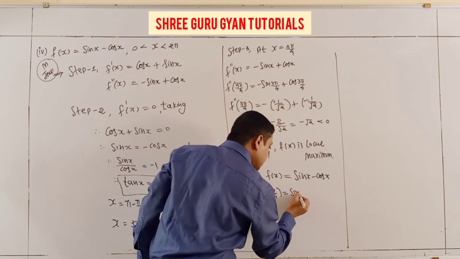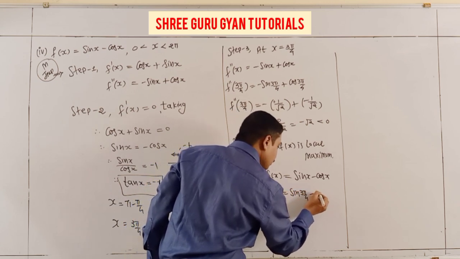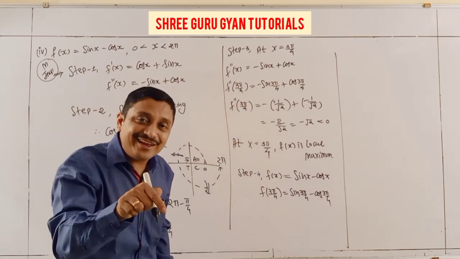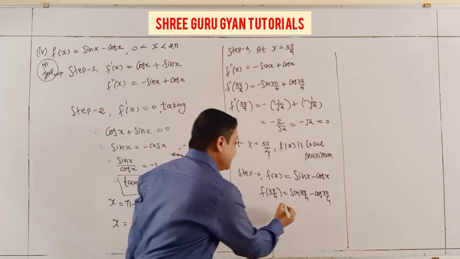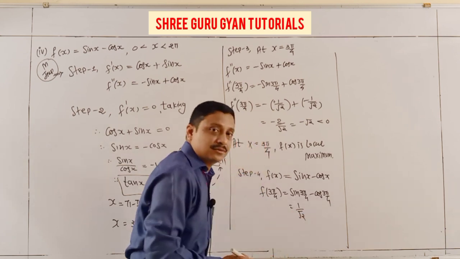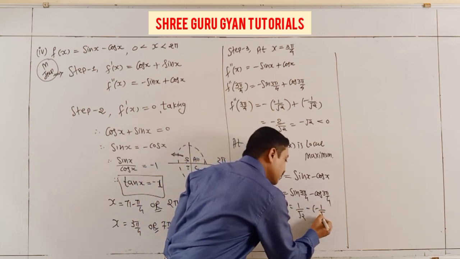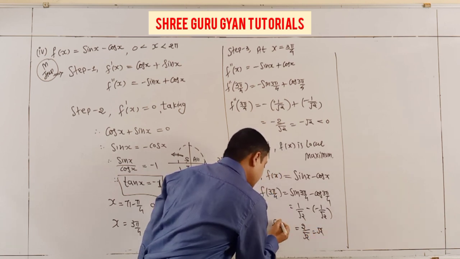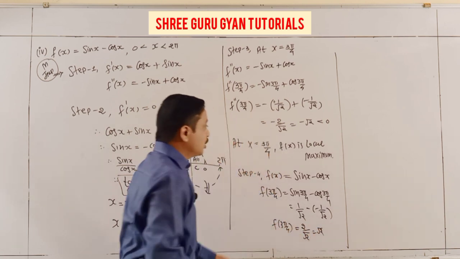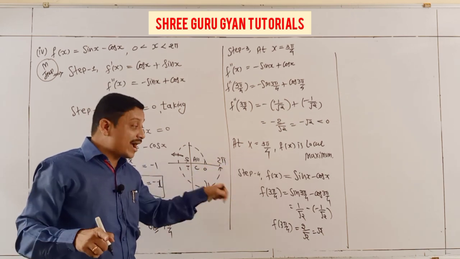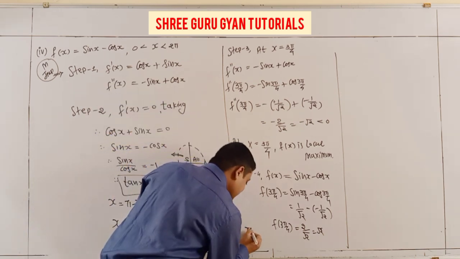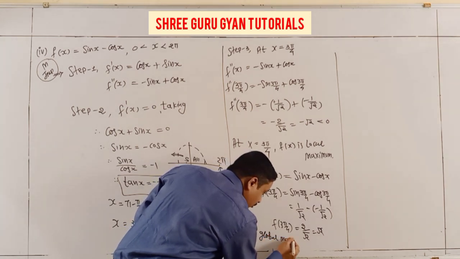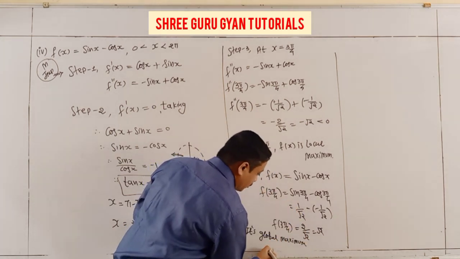So sin 3 pi by 4 minus cos 3 pi by 4. And 3 pi by 4 again is in the second quadrant. It is 1 by root 2, here minus of minus 1 by root 2, so 2 by root 2, and that's your answer, your global maximum. It is the y-axis related global maximum value.